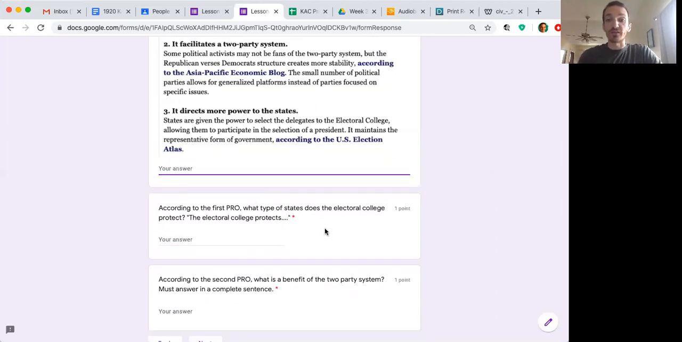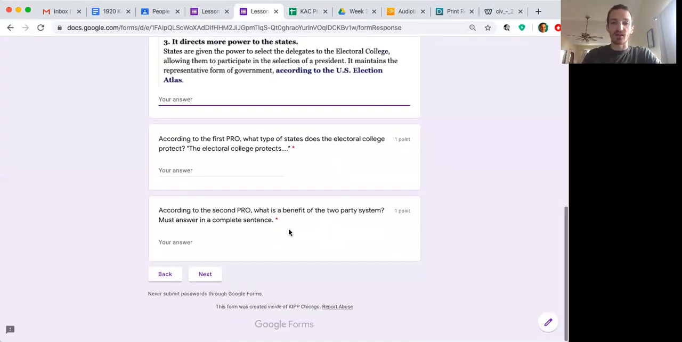Question number 1, according to the first pro, what type of states does the Electoral College protect? I kind of talked about that a little bit too, Jeffrey. Which states the Electoral College protected and which one they didn't? I just said a name. Go type it up there. Go type it.